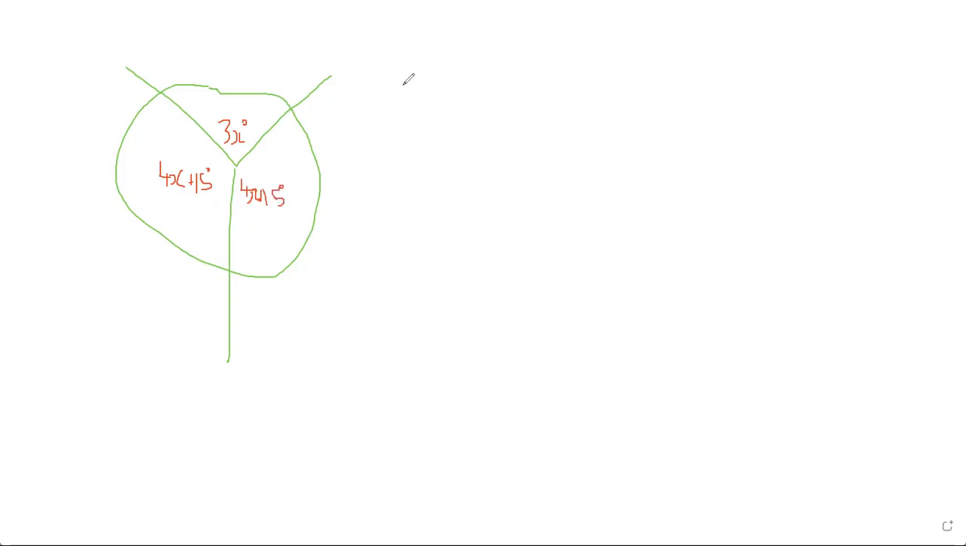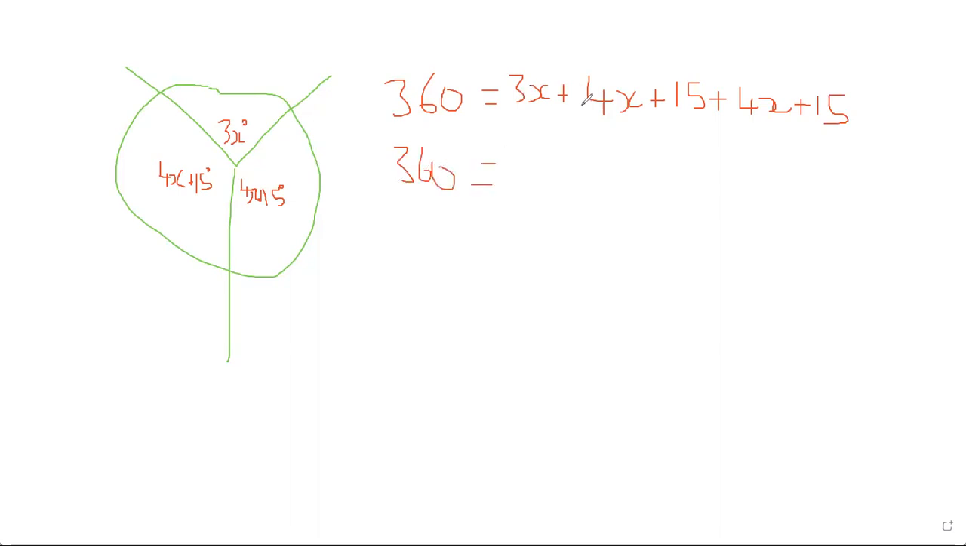But this time a circle has 360 degrees in it, right? So all of these things together equal 360. So I've got 3x plus 4x plus 15. And then another 4x plus 15. And I'm going to combine all my like terms. So I'm going to say 360 equals 3x plus 4x is 7, plus another 4 is 11x. And then I've got two lots of 15, so that's going to be 30.